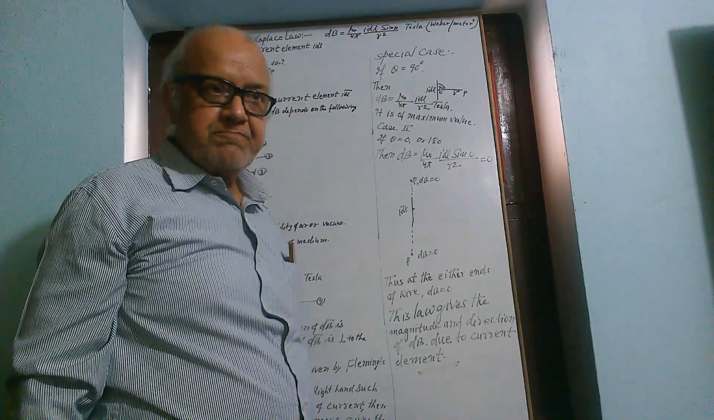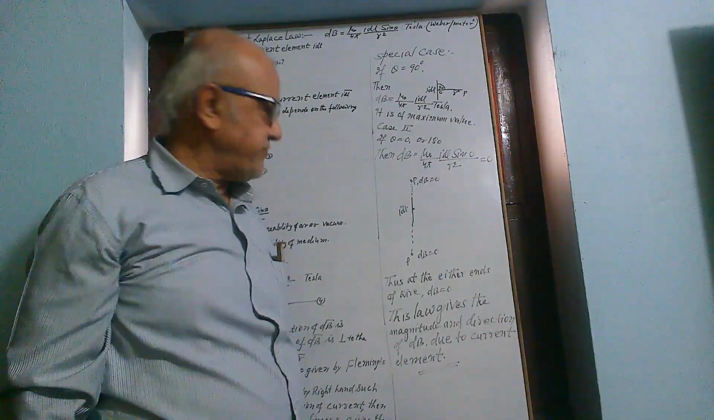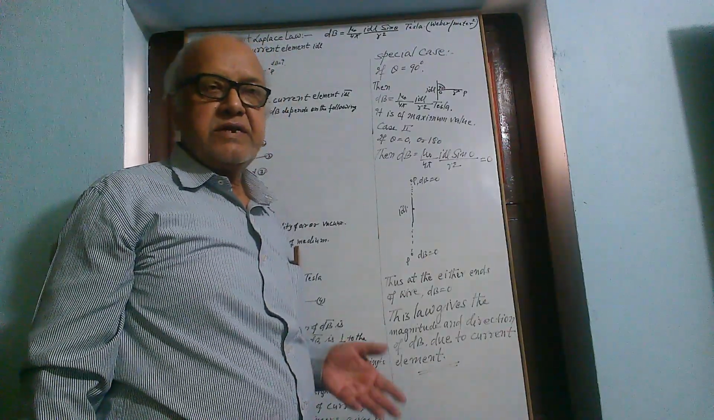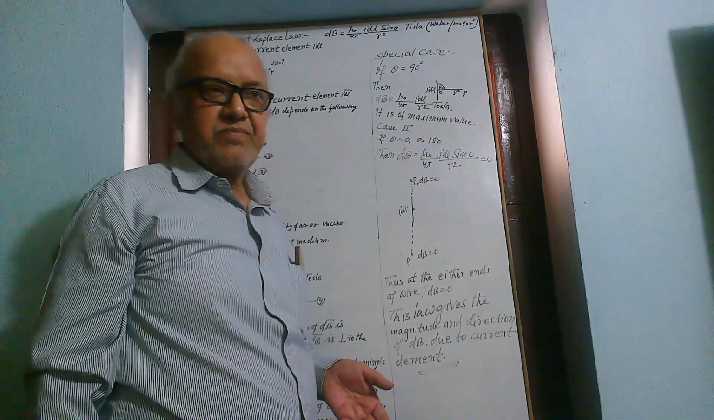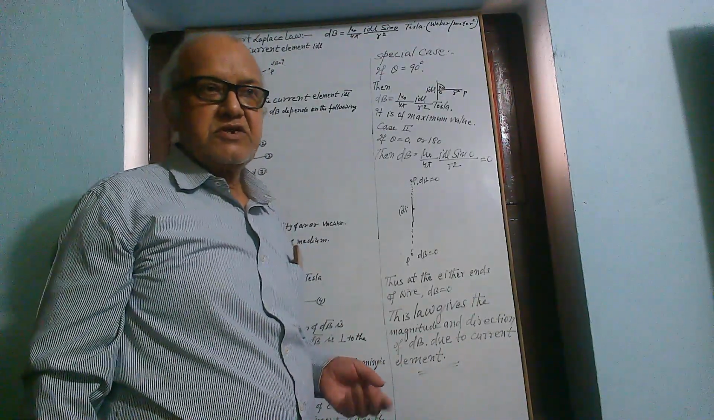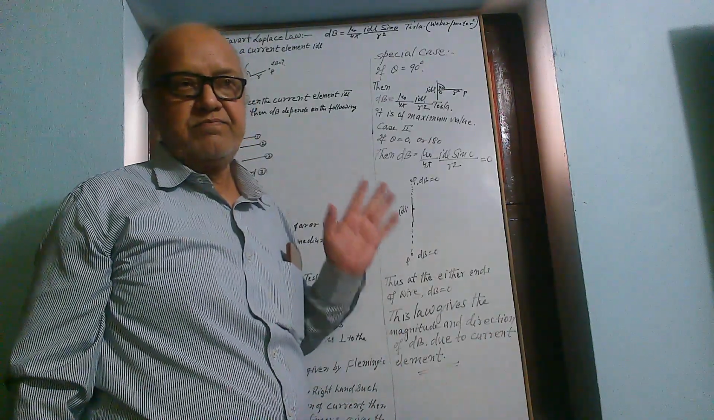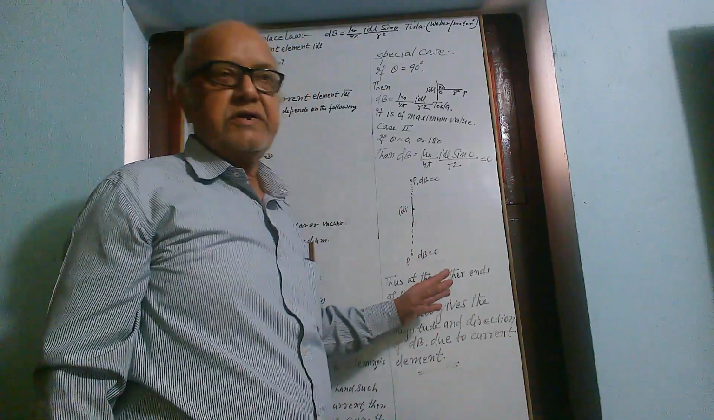In this way, by applying the Biot-Savart Laplace law, we can find the magnitude and direction of the intensity of magnetic induction at a point due to a current element Idl. And in this way, this theory is complete.